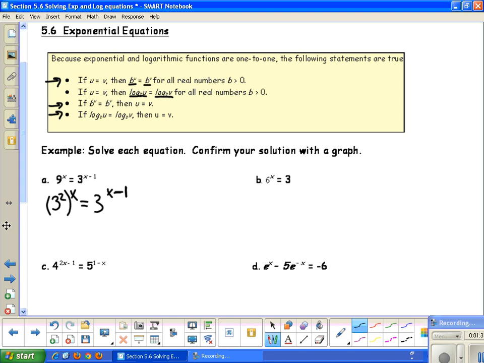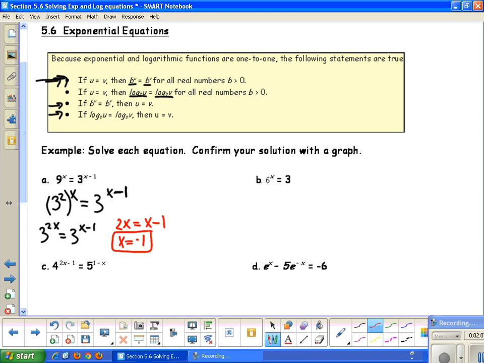Now, since I have the same base, I can simplify this. This would be 3 to the 2x equals 3 to the x minus 1. By that first property, my exponents have to be equal to each other. So I take my exponents, 2x equals x minus 1, and solve for x. If you solve for x by subtracting x to the other side, you get x is equal to -1. And if you plug this back in for x, you would see that it checks out.